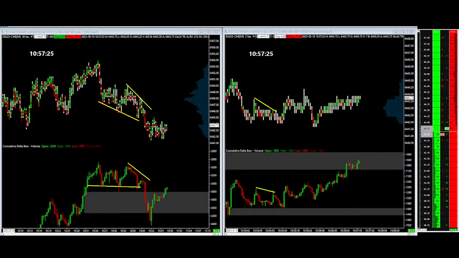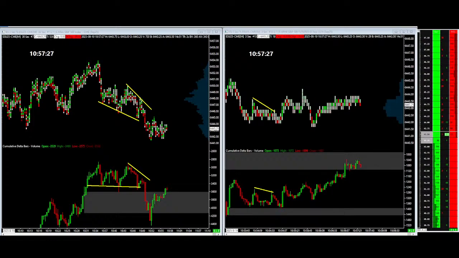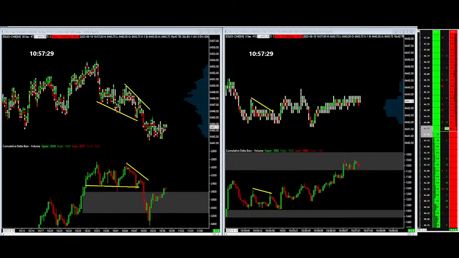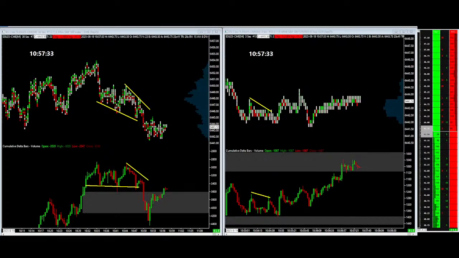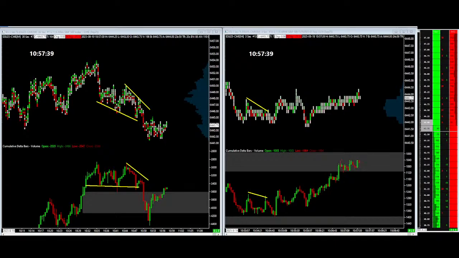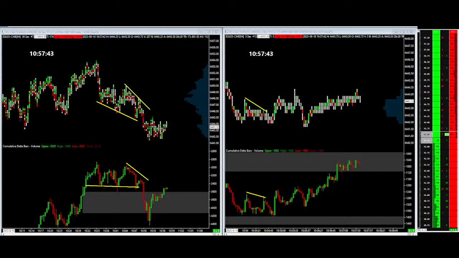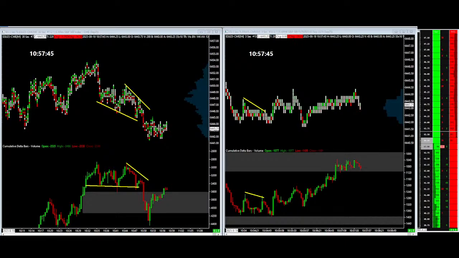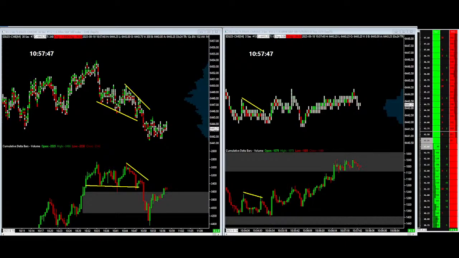So keep reading it. 2 up, 2 up, barcoding, 2 volume, 2 down, 3 down, 2 down.